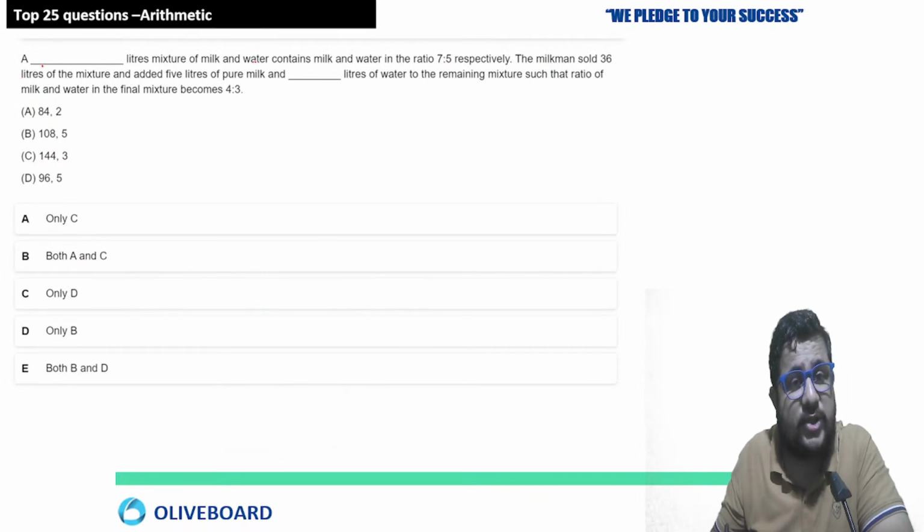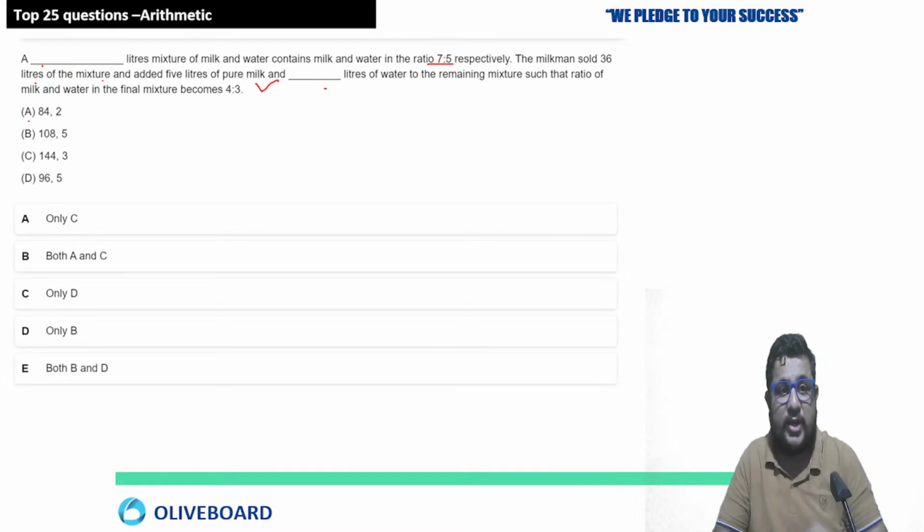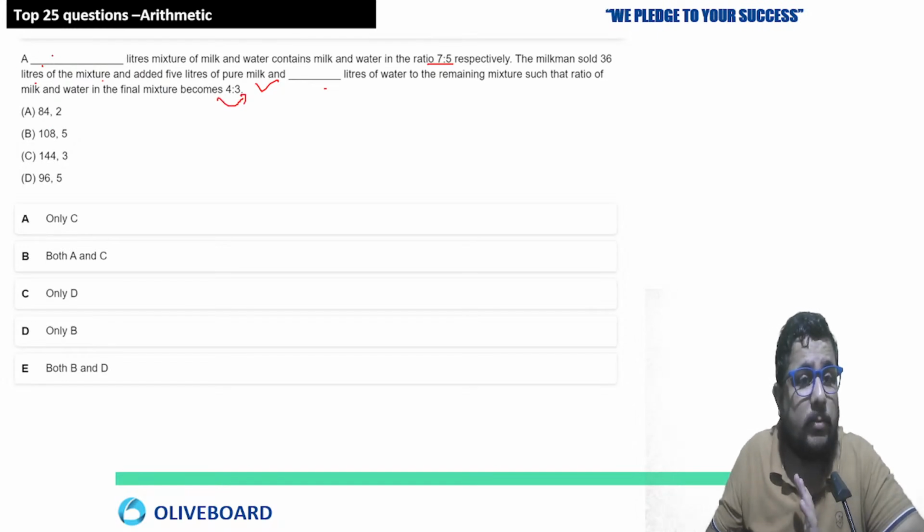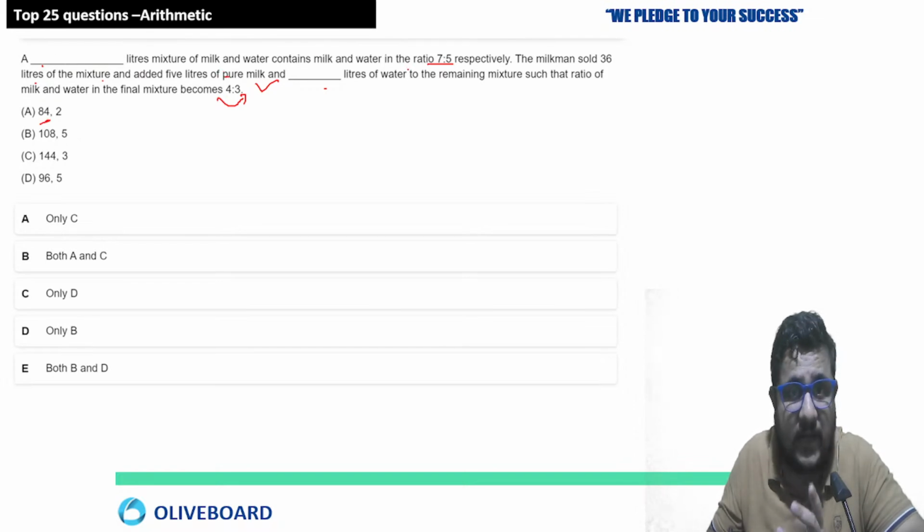Blank liters of a mixture of milk and water contains milk and water in the ratio 7:5 respectively. A milkman sold 36 liters of the mixture and added 5 liters of pure milk and blank liters of water to the remaining mixture, such that the ratio of milk to water in the final mixture becomes 4:3. So here, what are they talking about? The initial mixture is missing.